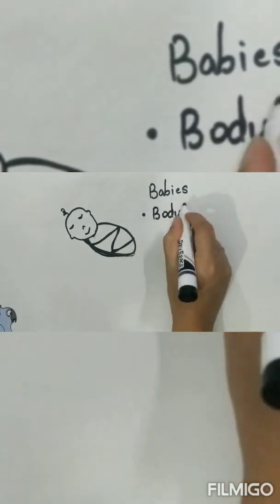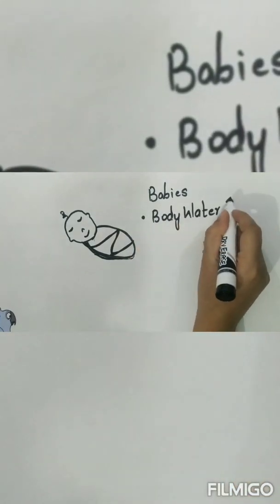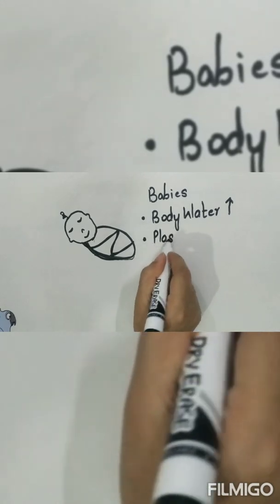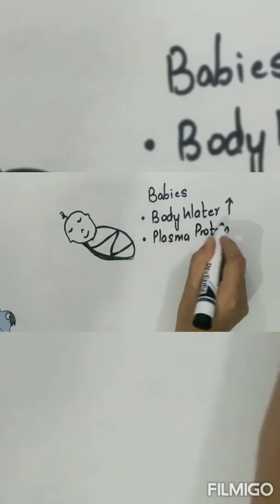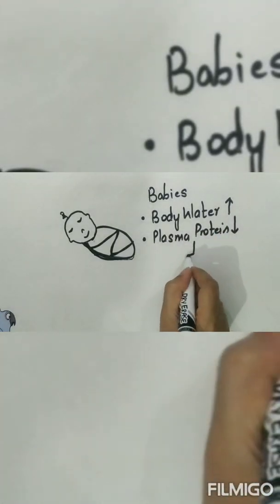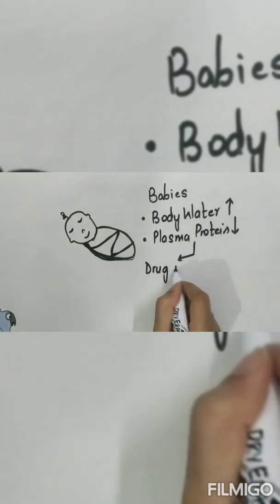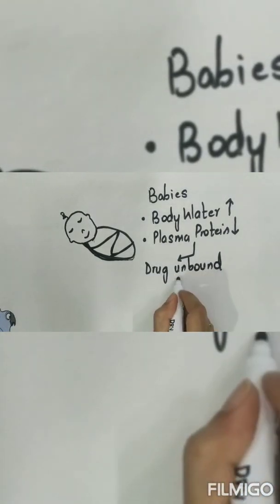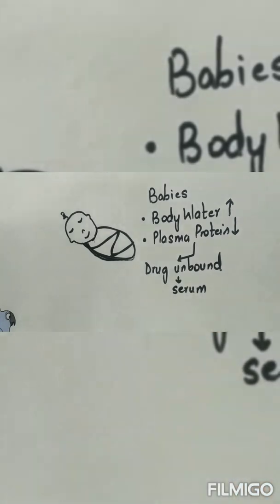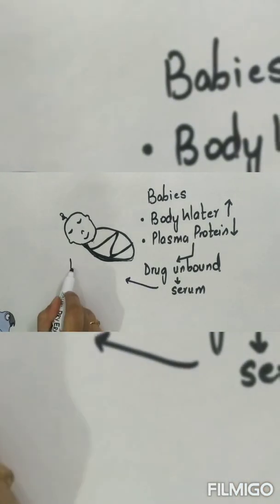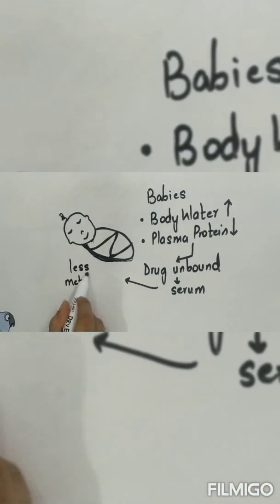Babies, for instance, do not take medicines that easily because their body water quantity is more than the quantity of proteins in their bodies, and because the protein is less in their body, the drug is unable to bind itself to any protein, and because the drug is unbound in the serum, it might cause a toxic effect.